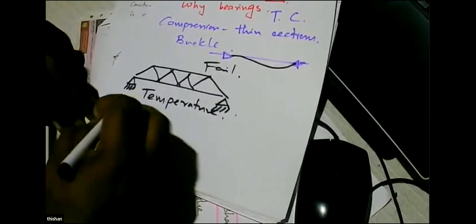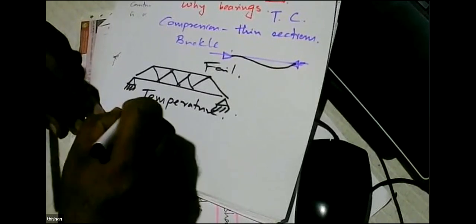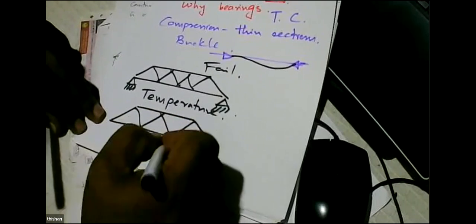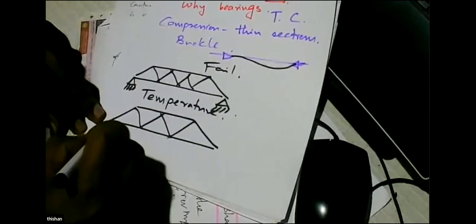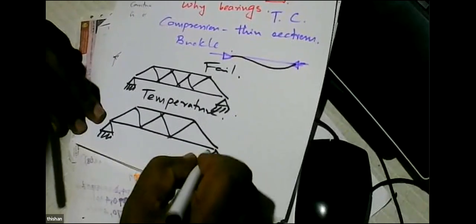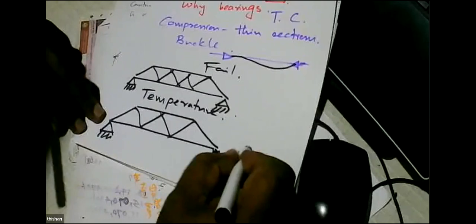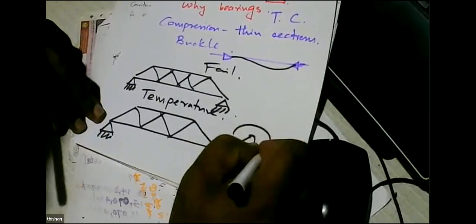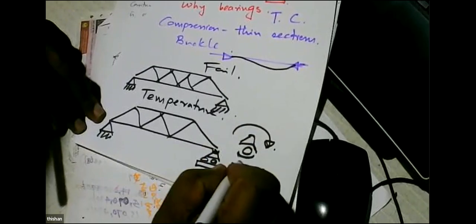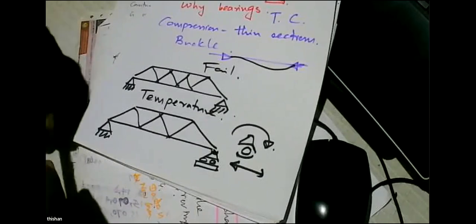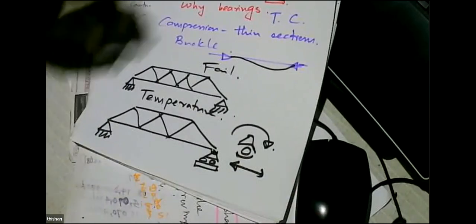So because of that, people thought, okay, a bridge has to be on roller supports. And you can also have rocker supports, which means it can rotate and move. So today we call them bearings.